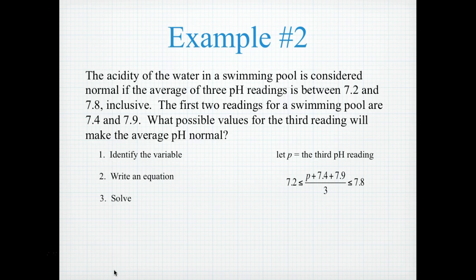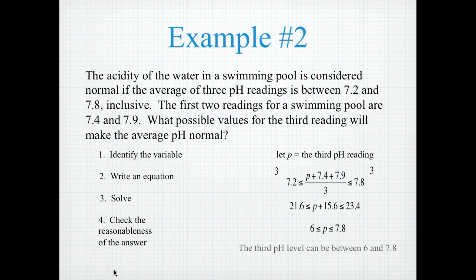So to solve the inequality here, we're going to start by multiplying all 3 sides of the compound inequality by 3, giving us 21.6 is less than or equal to P plus 15.6, which is less than or equal to 23.4. Notice the 15.6 came from adding 7.4 and 7.9 together, as those were the first 2 readings. We wrap this up by subtracting 15.6 from both sides, and that gives us 6 is less than or equal to P, which is less than or equal to 7.8. That sounds like a very reasonable solution.